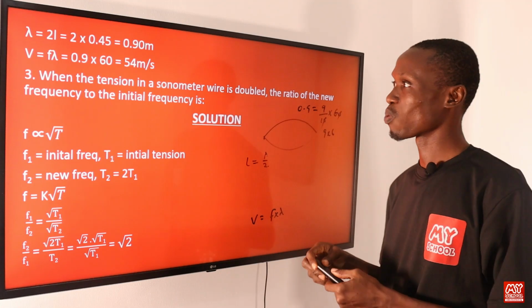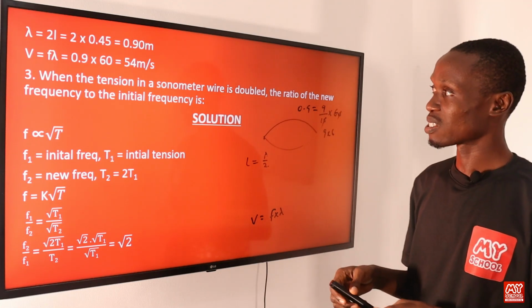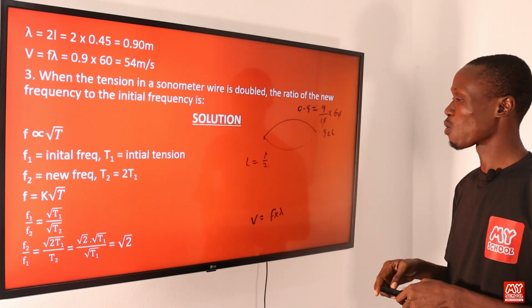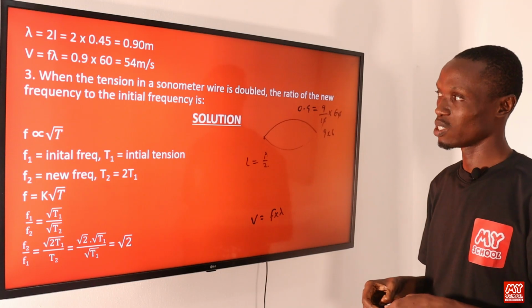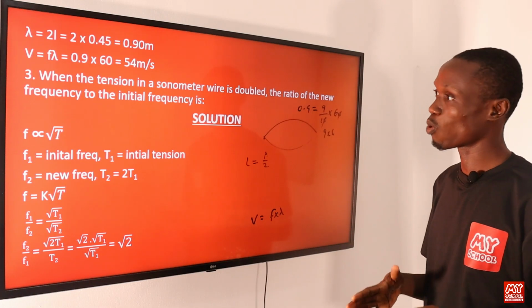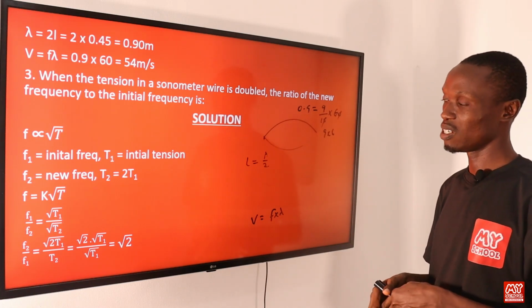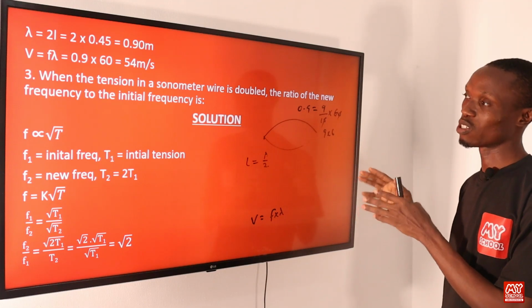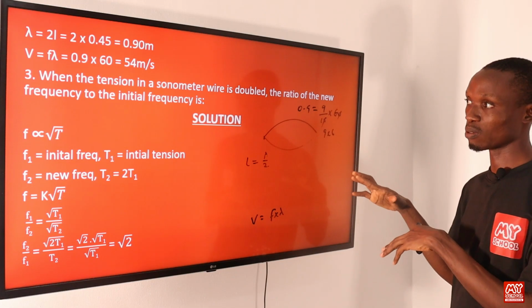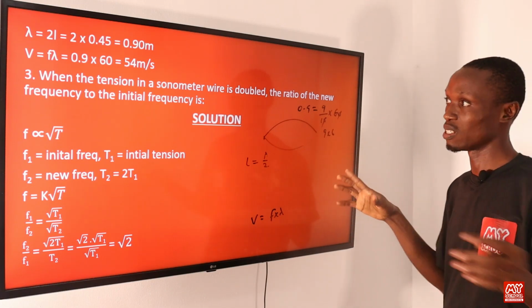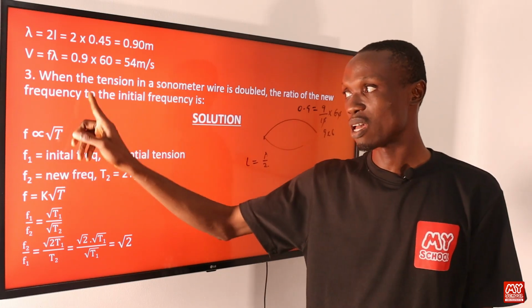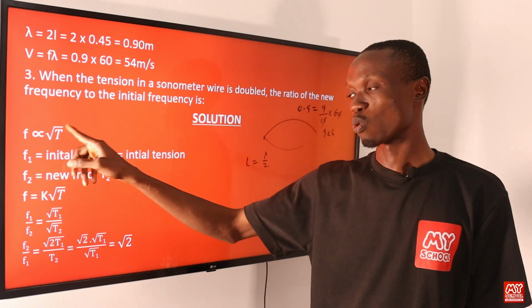Now for the third example, we are asked that when the tension in a sonometer wire is doubled, the ratio of the new frequency to the initial frequency is, so we are actually asked to find the ratio of the new frequency to the initial frequency. But remember, when we are discussing sonometer, one of the relationships that we obtained based on our discussion is that frequency is directly proportional to the square root of tension. So here F is directly proportional to root tension.